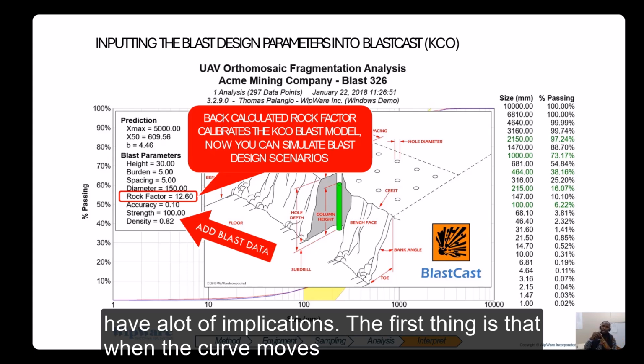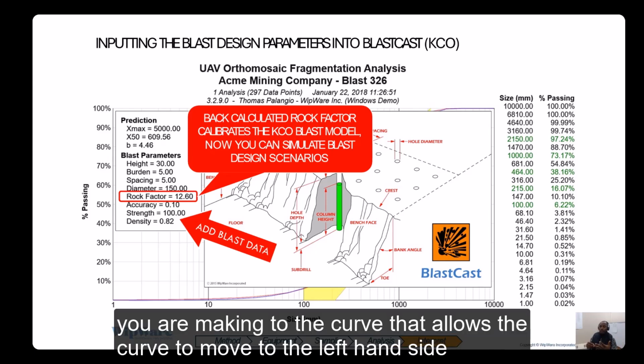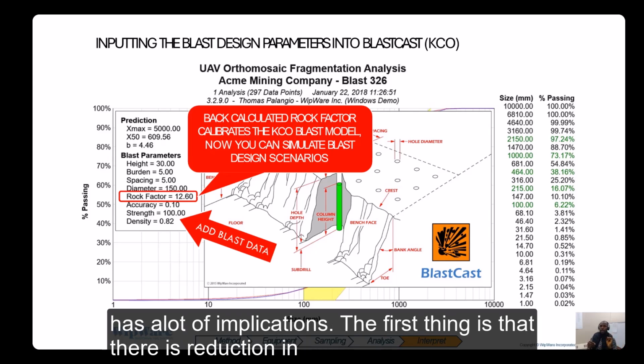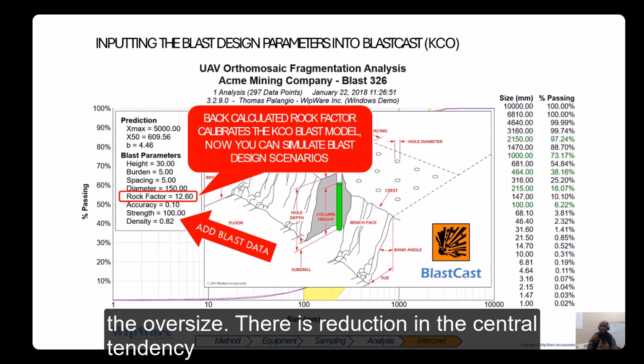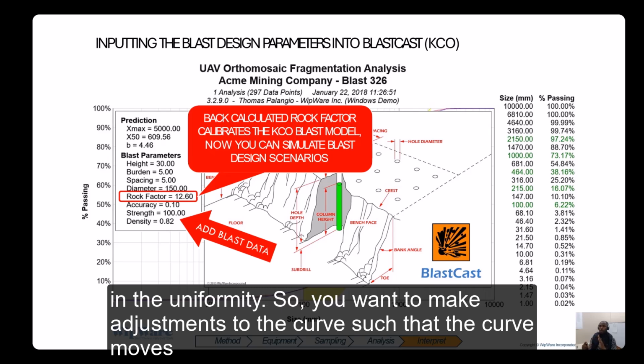The first thing is that when the curve moves to the left hand side, any adjustment you make to the curve that allows it to move to the left hand side has a lot of implication. The first thing is that there is reduction in the oversize, there is reduction in the central tendency, and there is improvement in the uniformity. So you want to make adjustment to the curve such that the curve moves backward.